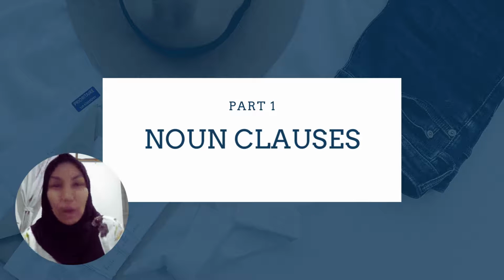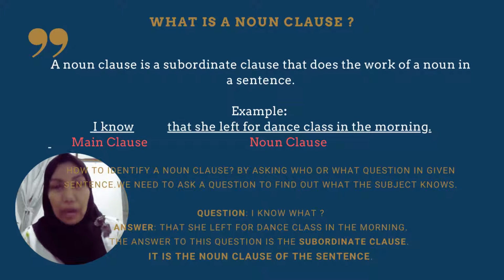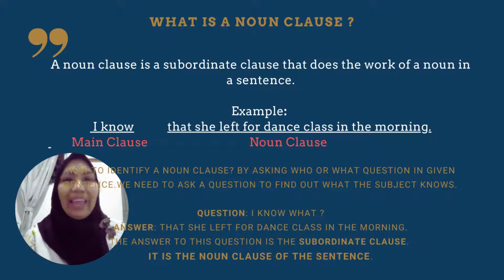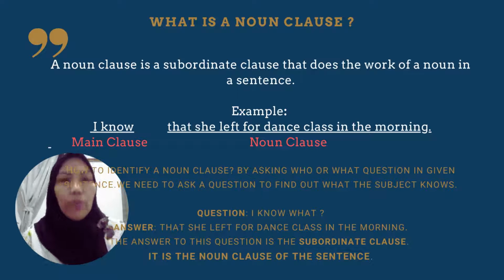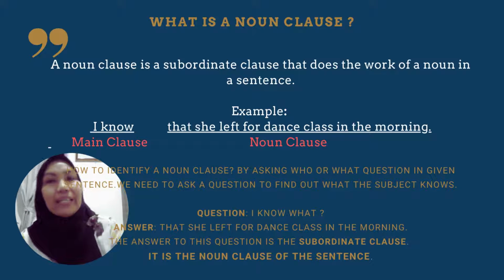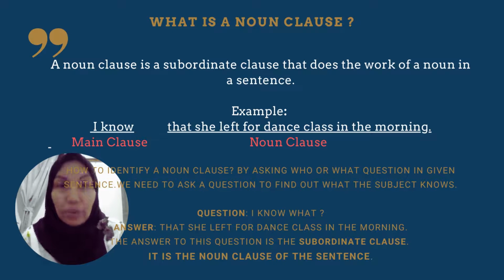Now, let us see what we mean by noun clause. A noun clause is a subordinate clause that does the work as a noun in a sentence. For example, the sentence, I know that she left for dance class in the morning. I know we call the main clause, while that she left for the dance class in the morning is the noun clause because this clause replaces the word it, which functions as the noun.